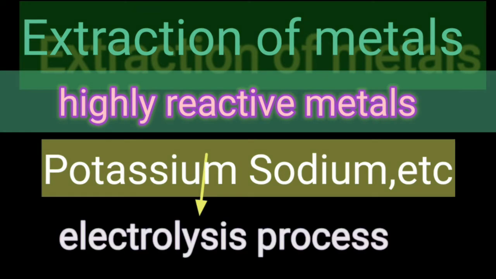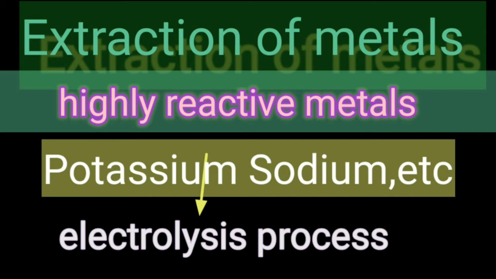The second step of metallurgy is to extract the metal. The extraction of metal depends upon the reactivity of metals. So it is categorized into 3 ways. The first one is to extract the highly reactive metals.